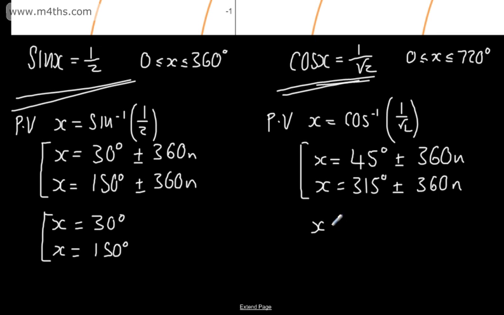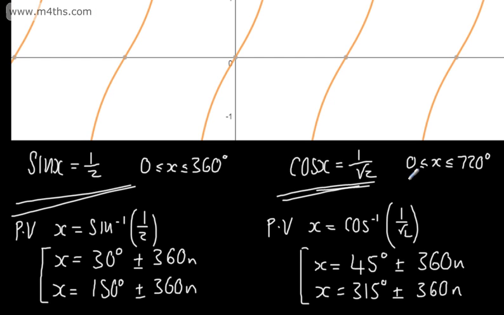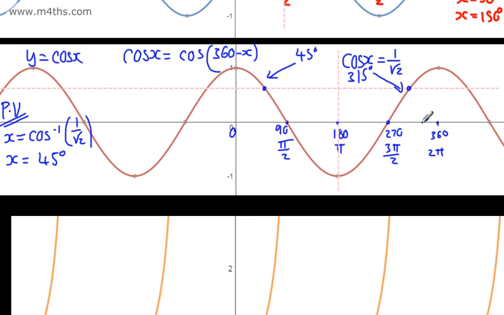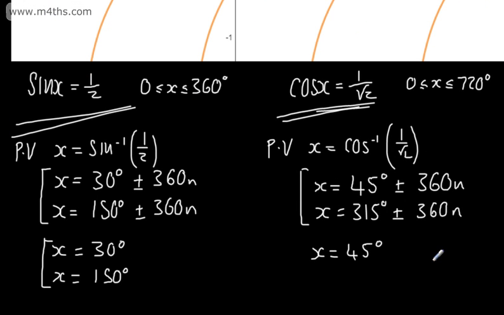So what we're going to have now is that x is equal to 45 degrees, but we're interested in this between 0 and 720. So the next one is going to be just here. When we jump forward 360, I'm simply going to add 360 to this one. So we have 45, then 405. Let's now consider that x is equal to 315 degrees. The next one is going to be at 675 degrees. All I'm doing is simply adding on a multiple of 360.